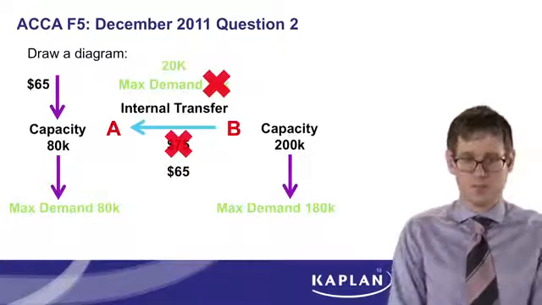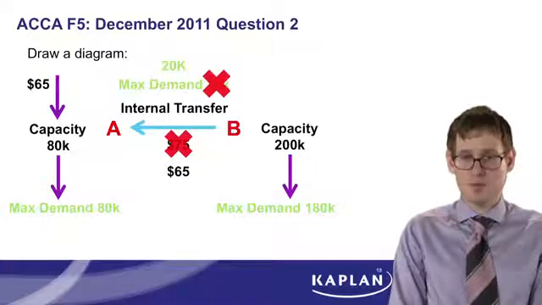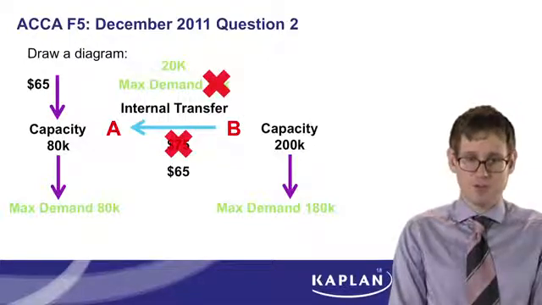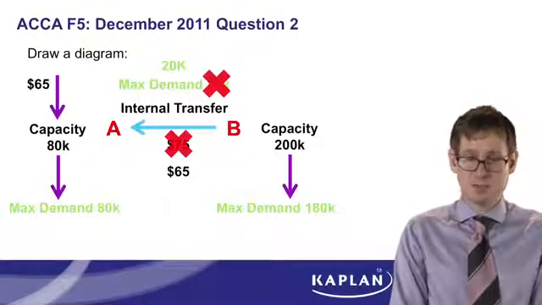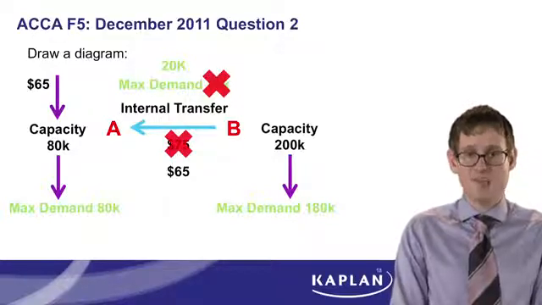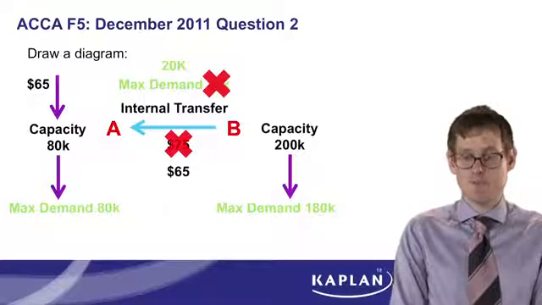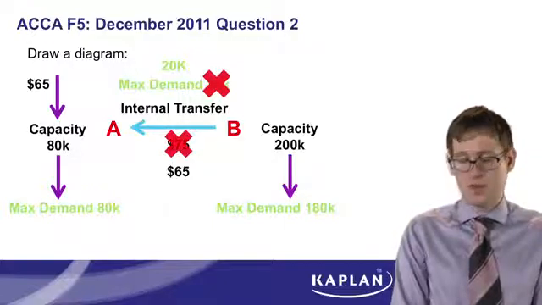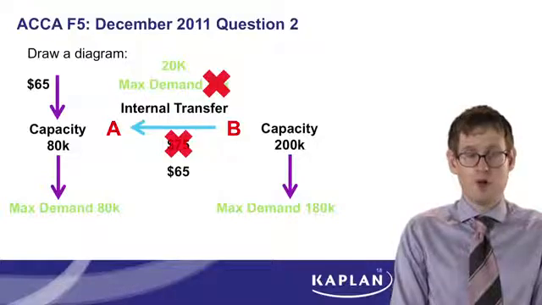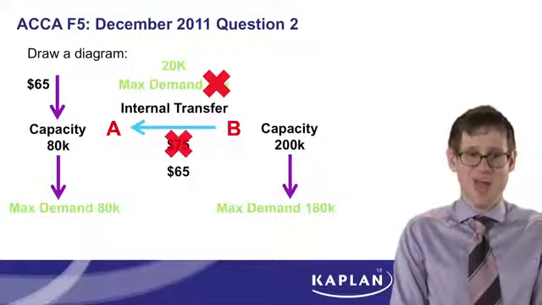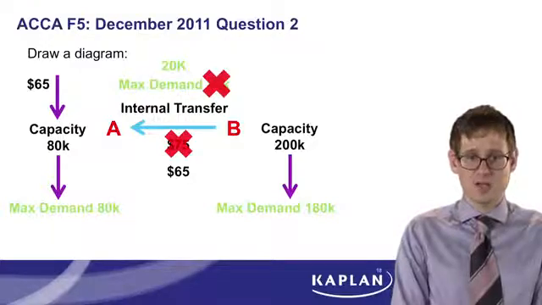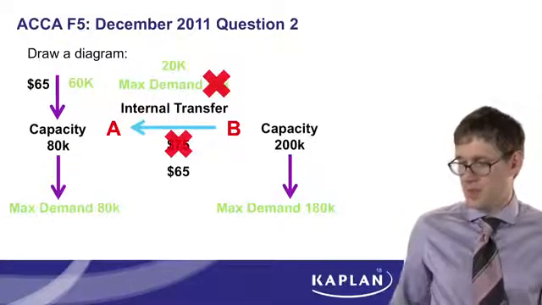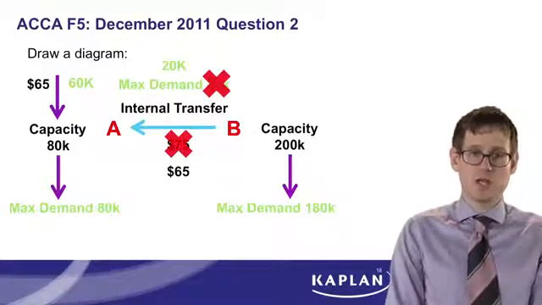How have we got to this figure? Well, the maximum capacity of Division B is 200,000. The maximum demand for Division B is 180,000. The difference between the two is the 20,000. And B, in this case, is going to prefer to sell externally as it will make a higher contribution than selling to Division A. But overall, A won't lose out because it can now source units externally. It's going to source 60,000 of these units as 20,000 of these units are sourced from B.